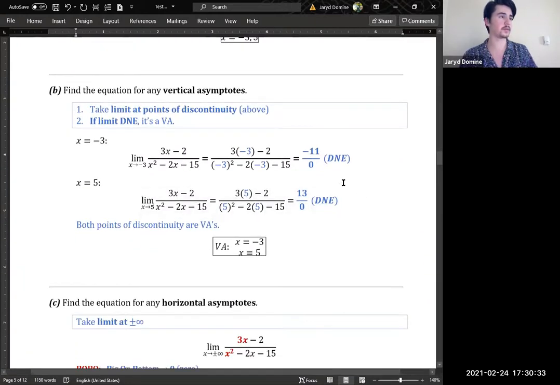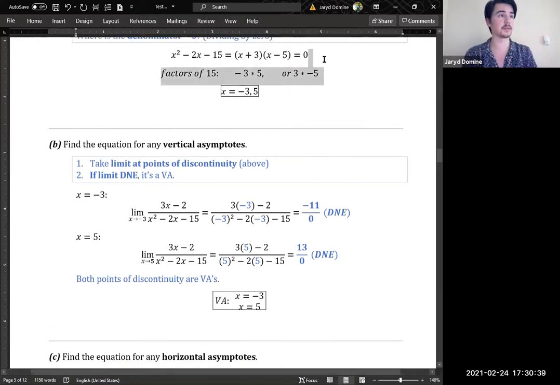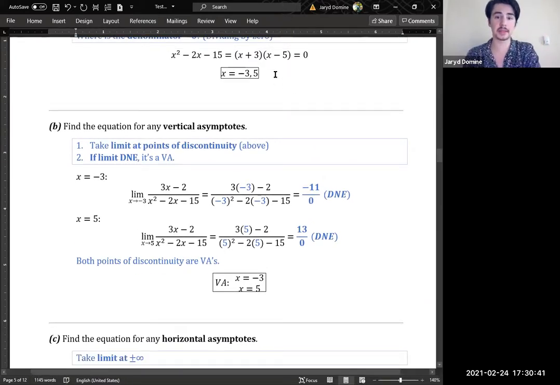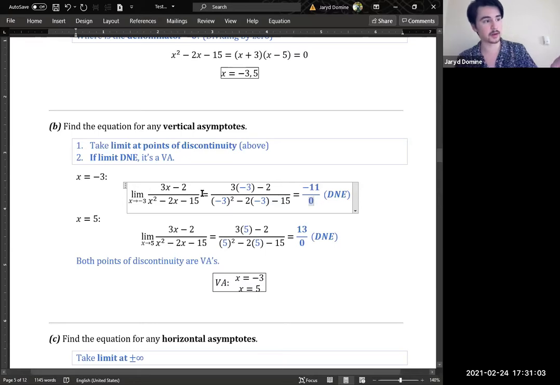Okay, part B. So vertical asymptotes, we look at these points of discontinuity that we just found, so x equals minus 3 and x equals 5. And we take the limit at these points. If the limit does not exist, so if we're dividing by 0, then it is a vertical asymptote. What I've done in this line of work is I just did the same thing we did in question 1. So I take our limit, I plug in, and I see what we got.